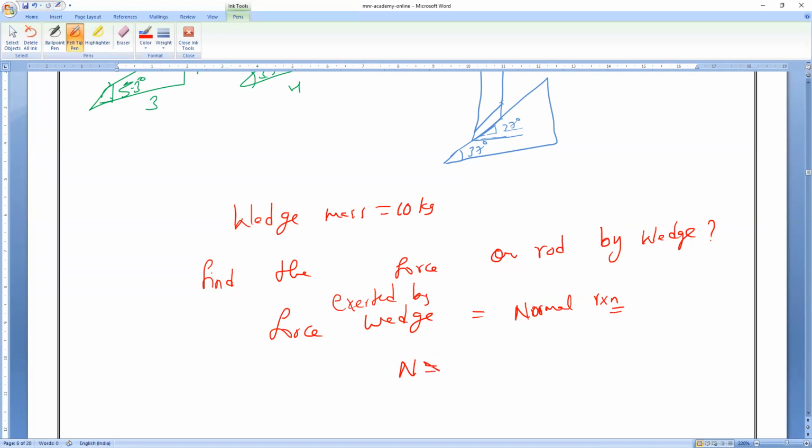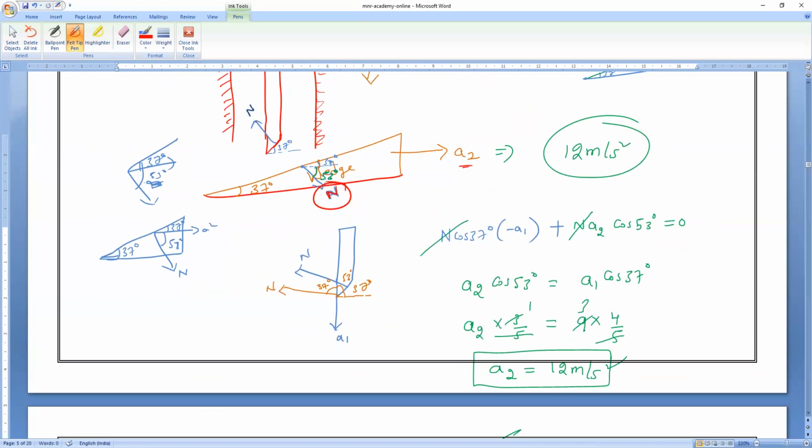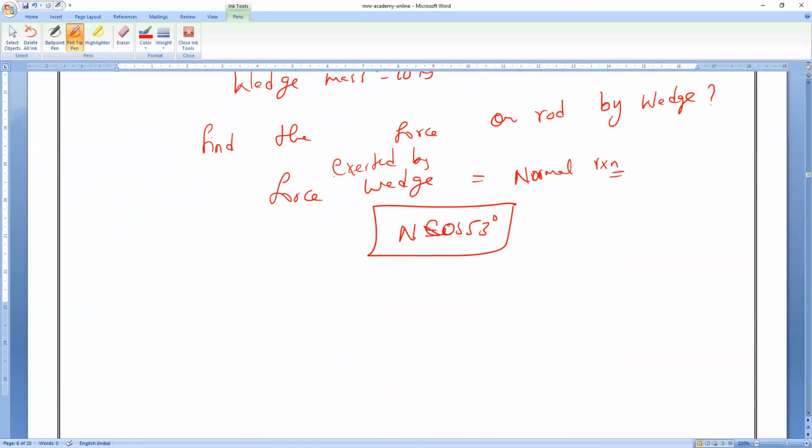N cos 53. That is the normal reaction. Am I right or wrong? The wedge normal reaction is equal to N cos 53. Yes, sir. That's all. What is the answer? You can find it. So N is equal to what? We have to find that N only. So you can simply find it.